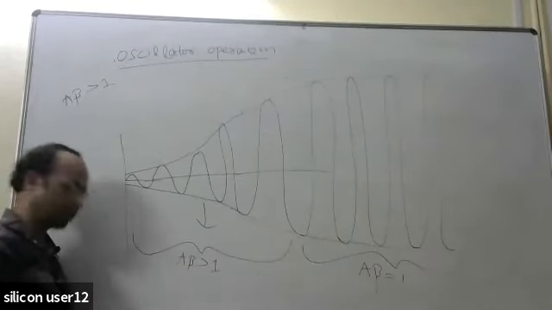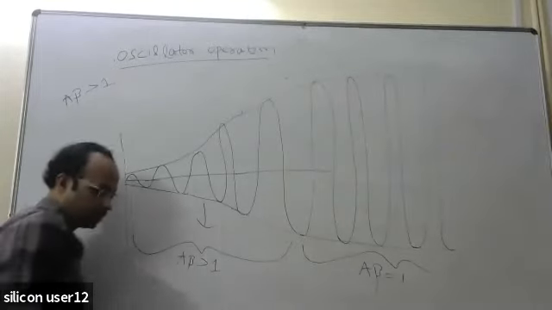We'll see some problems based on this feedback network. But before going to that, we have to complete the RC phase shift oscillator.